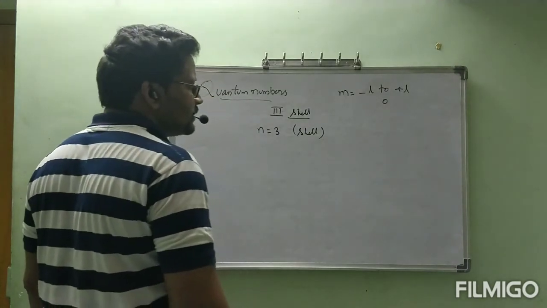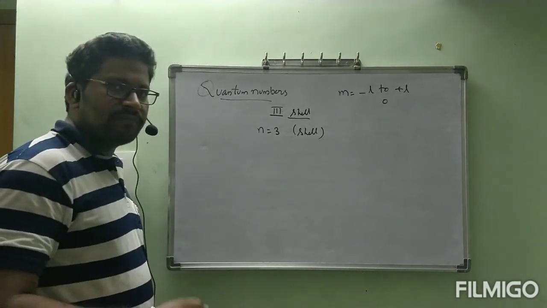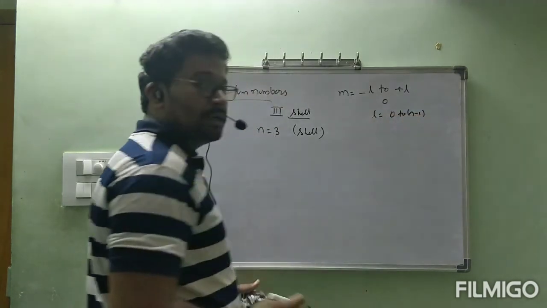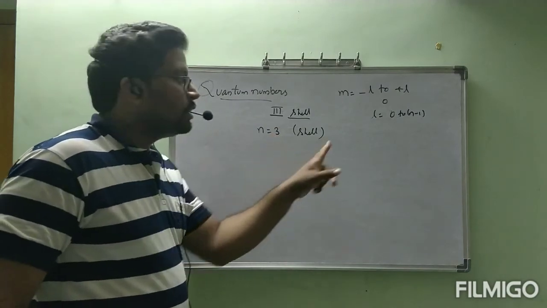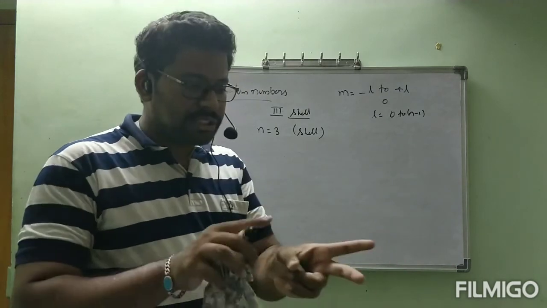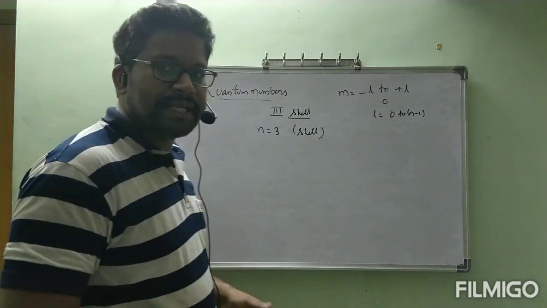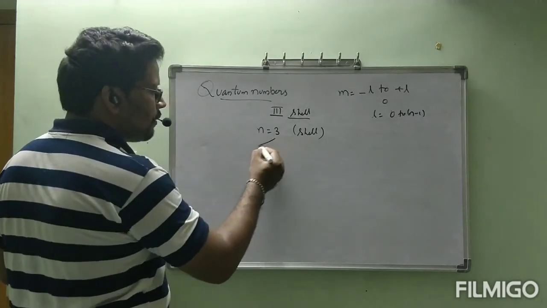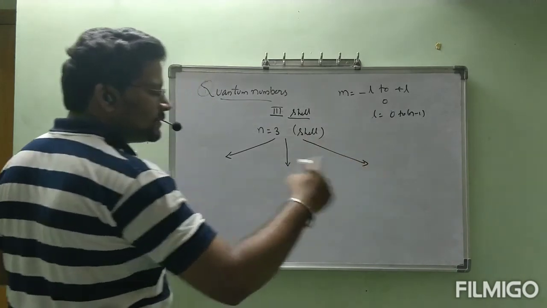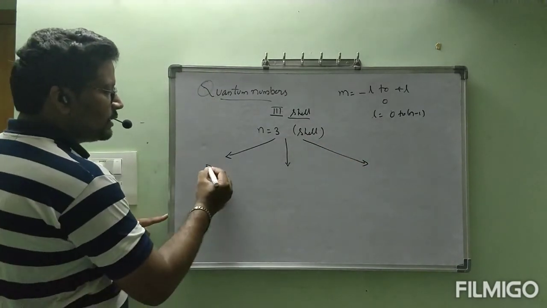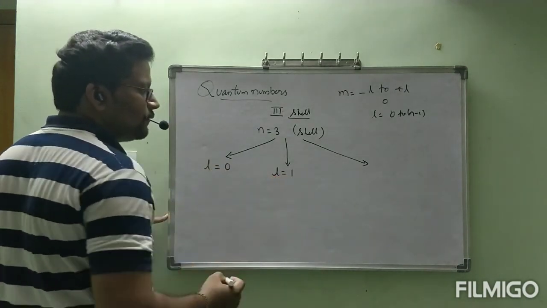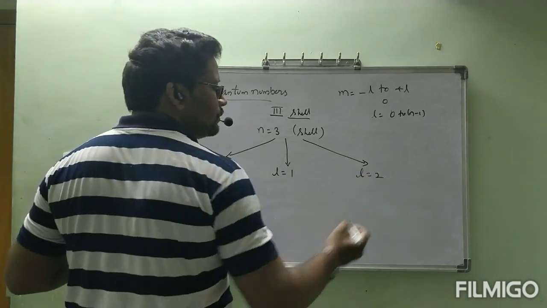Now n is equal to 3 means L values. L values are from 0 to n minus 1. Here what is the n value? 3. 0 to 3 minus 1, 2. 0 to 2 means 0, 1, 2. So it has 3 subshells. L value 0, L value 1, L value 2.